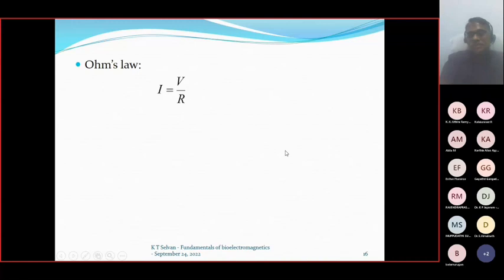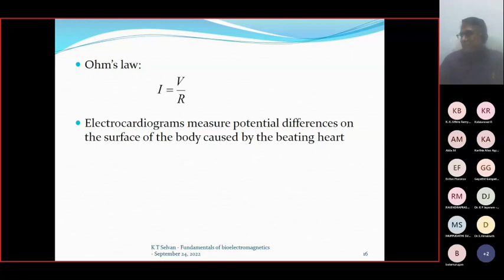As an aside, what electrocardiograms do is measure potential differences on the surface of the body caused by the beating heart. As we mentioned earlier, the heart is electrically active and creates potential differences on the surface of the body. Electrocardiograms actually measure these potential differences.